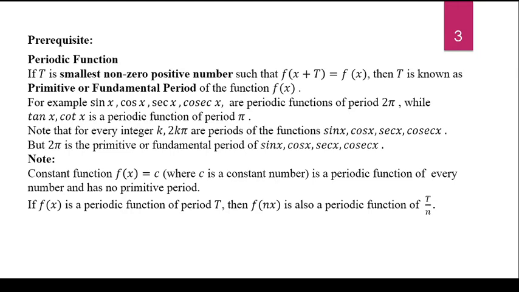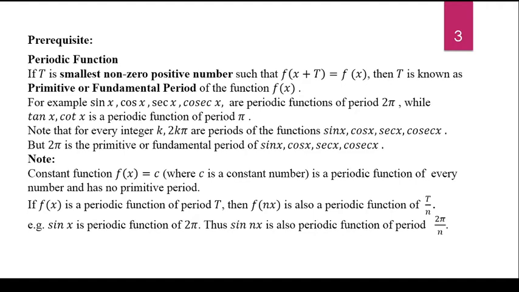Now see the next. If f of x is a periodic function of period T, then f of nx is also a periodic function of period capital T by n. For example, sin x has period 2 pi, and the period of sin 3x, where n is 3 and T is 2 pi, is 2 pi upon n.